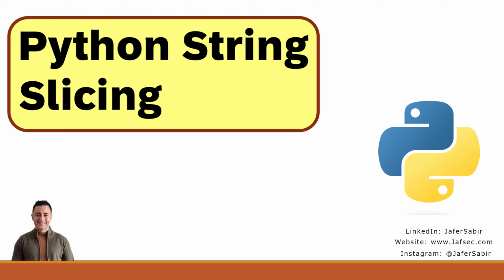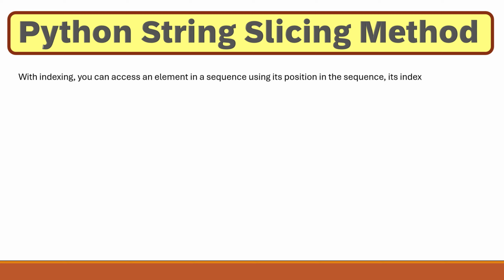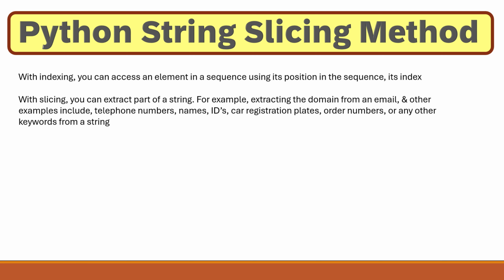We had a look at the index method in the previous video, and in this video we're going to have a look at the Python string slicing method. With indexing, you are able to access an element in a sequence using its position in the sequence, in other words, its index. So you are able to find out what position a particular character starts at, for example. However, with using the slice method, you can extract parts of a string.